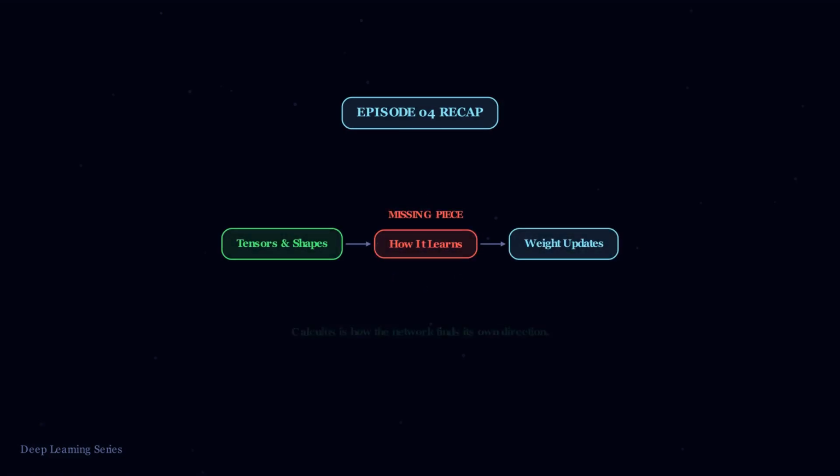Last episode, you learned the linear algebra running inside every layer. Tensors, shapes, matrix multiplication. That tells you what a network computes. It says nothing about how the network learns to compute the right thing.